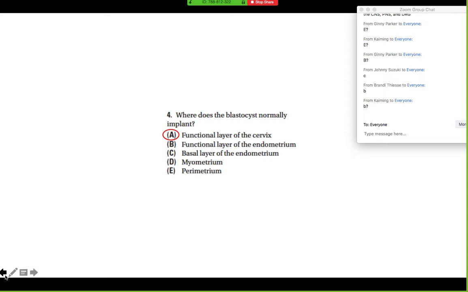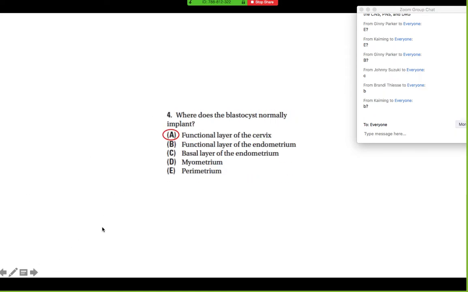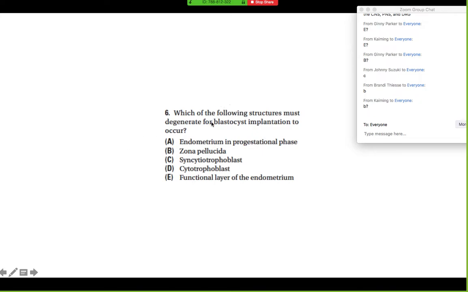Oh, actually, so this should be over B. Sorry about that. I'll fix that before I post the answers. Okay. Yeah. Did everyone get that? So the correct answer is B. All right, which of the following structures must degenerate for the blastocyst implantation to occur?